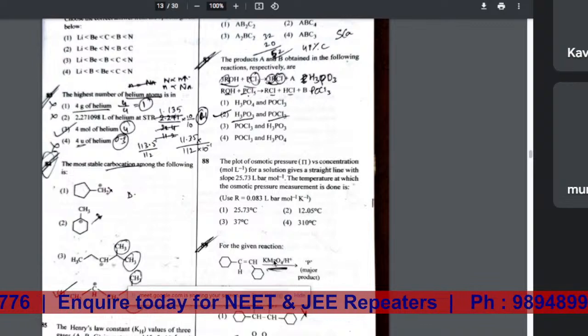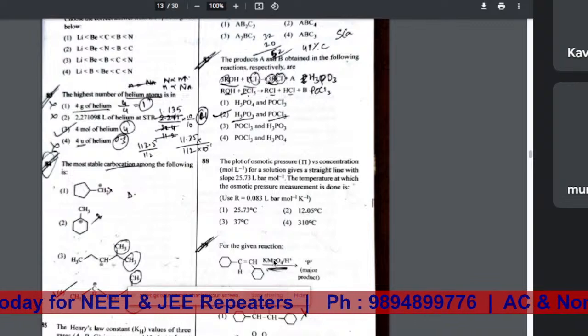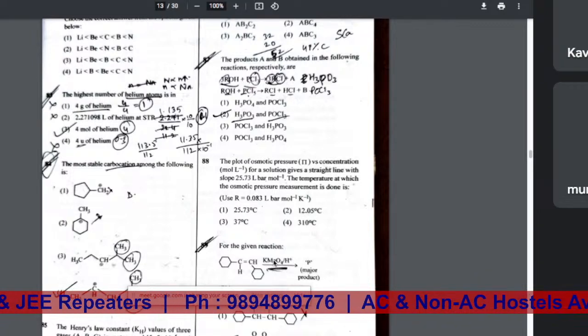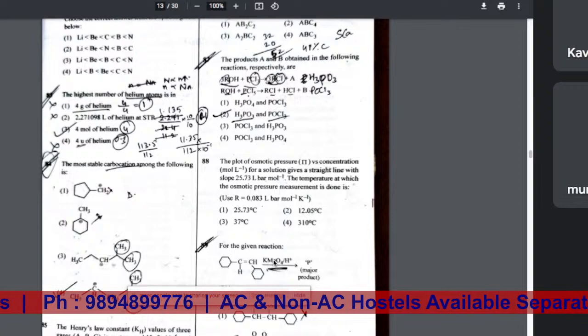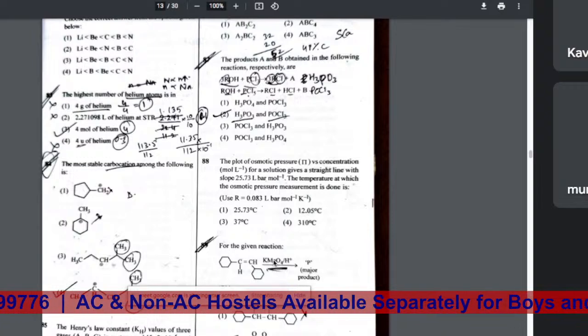R is constant, T is constant, C is concentration. It means osmotic pressure is directly proportional to concentration. The graph will come as a straight line. Okay, the slope is RT.